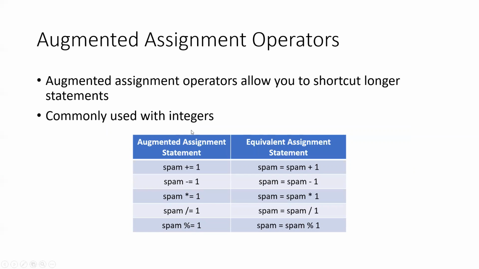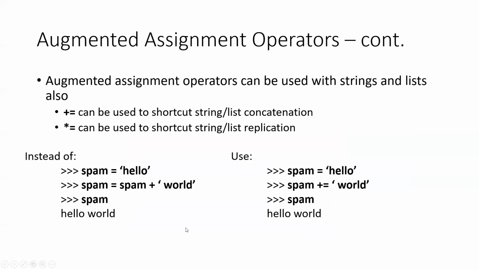We talked about augmented operators. Instead of having to type out this longhand, spam equals spam plus 1, we can say spam plus equals 1. Same thing with the rest of these. You can do the same thing when you try to do list concatenation or list replication or string replication. So you can put these together. You can shorthand it with plus equals.